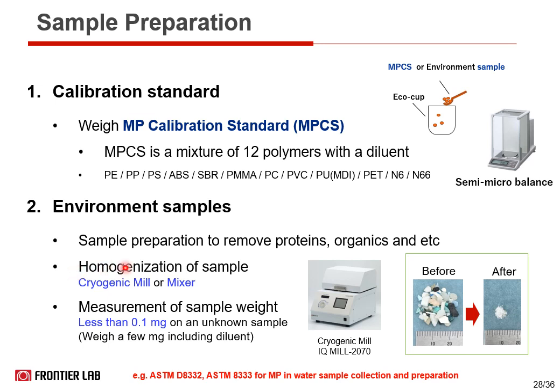This is a picture of the microplastic sample before and after cryomill. So when you measure the sample weight, we recommend starting with 0.1 milligram or less. This is because, depending on the type of plastics, pyrolyzing too much sample will lead to producing many pyrolyzed peaks, which may cause peak saturation and contamination of the system.